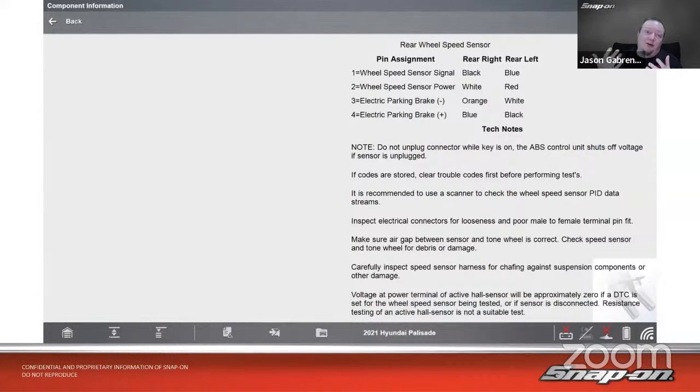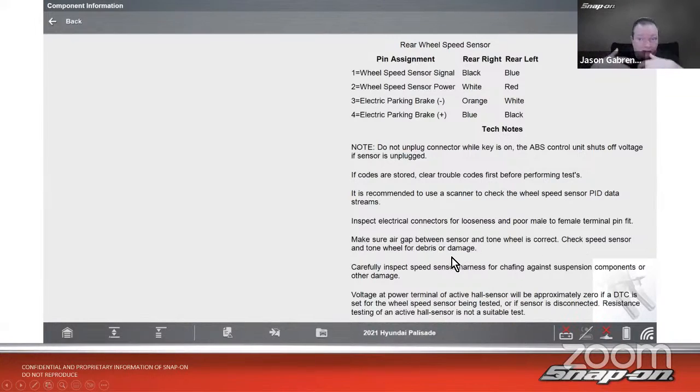And here's another note on a modern speed sensor. Do not unplug the connector while the key is on. The ABS control unit shuts off voltage if a sensor is unplugged. So I have to leave everything connected and plugged in in order to even be able to test it. It's recommended to use a scanner to check the wheel speed sensor PID data streams. Inspect the electrical connectors for looseness and poor male to female terminal pin fit. Make sure the air gap is correct. Check the speed sensor and tone wheel for debris or damage.